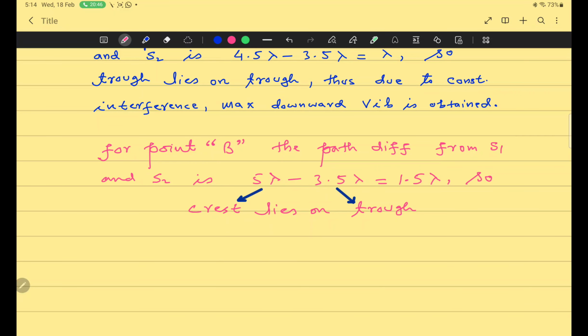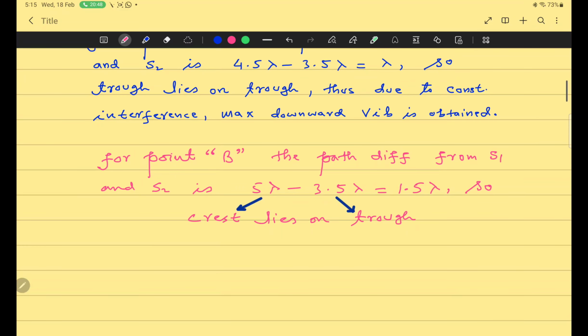So the crest is passing on the trough. Thus, due to destructive interference, no vibration is observed or obtained.